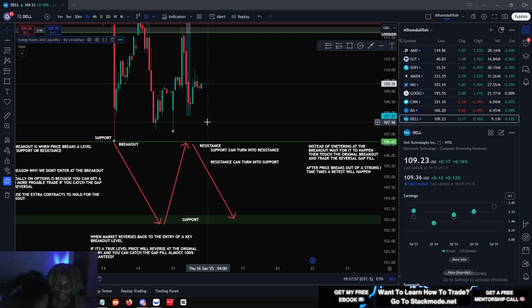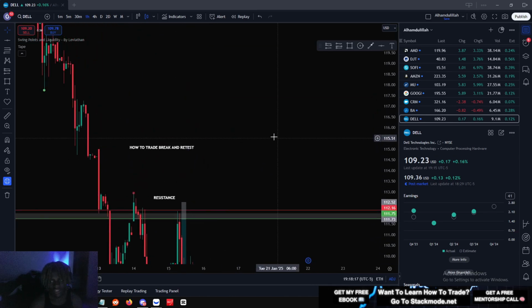Exactly. So if price breaks an area of support, you're not going to enter when price breaks that. You're going to wait for price to come back to that area of support and then take it back down.